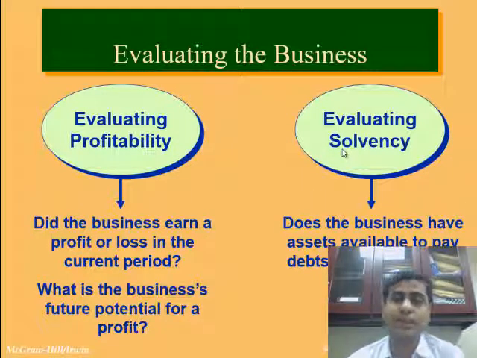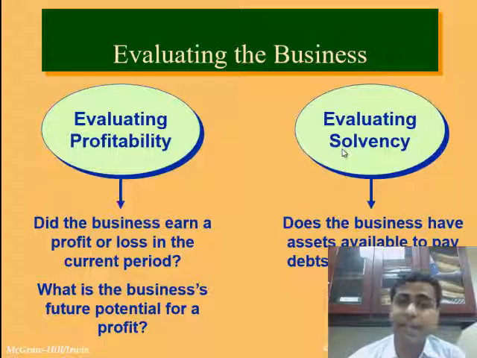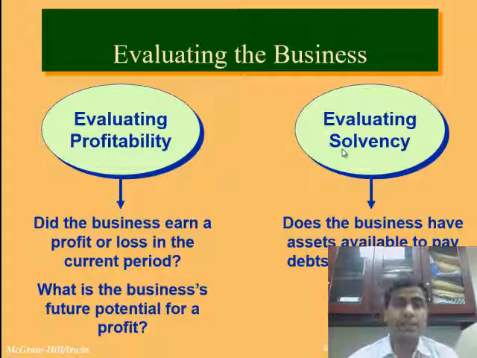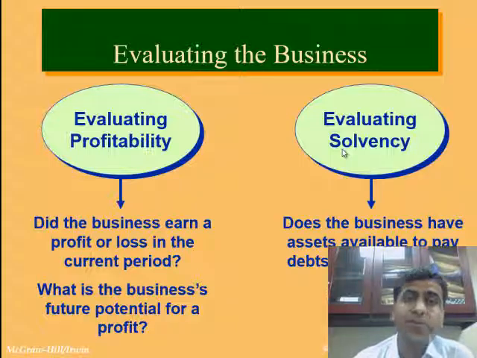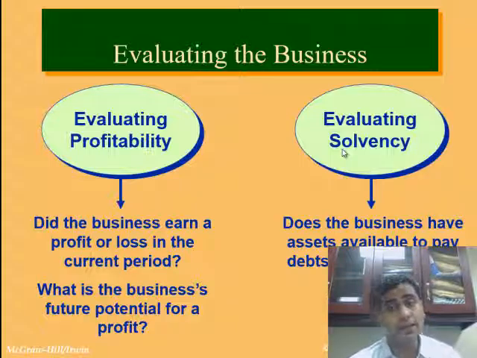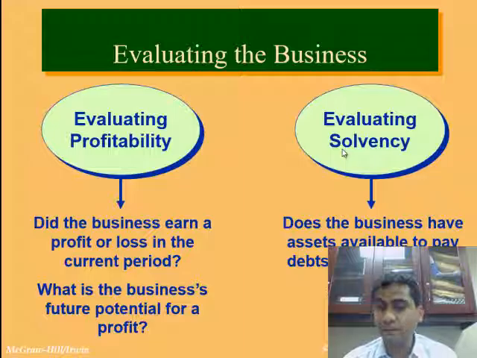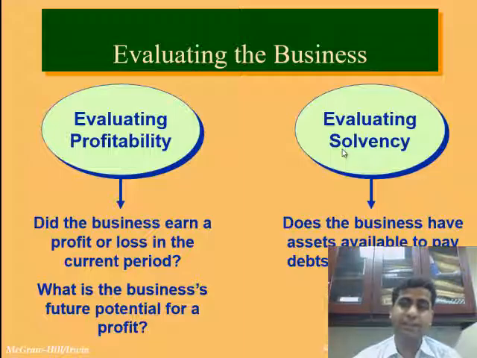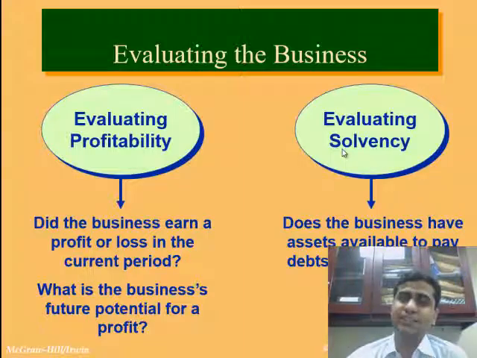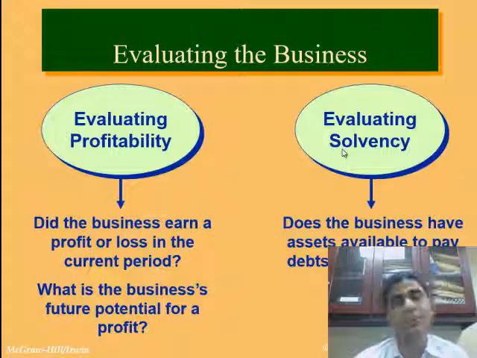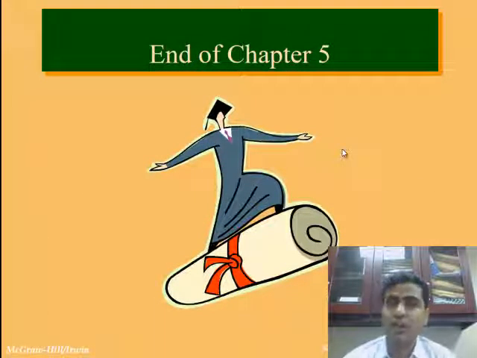And here is how we evaluate businesses. The main two criteria are evaluating the profitability and evaluating the solvency. When we evaluate the profitability, we see the current profit as well as the potential profitability of the future, while when we evaluate the solvency, we see whether the company is in a condition to pay its debt from its assets or not. This is all about the fifth chapter.